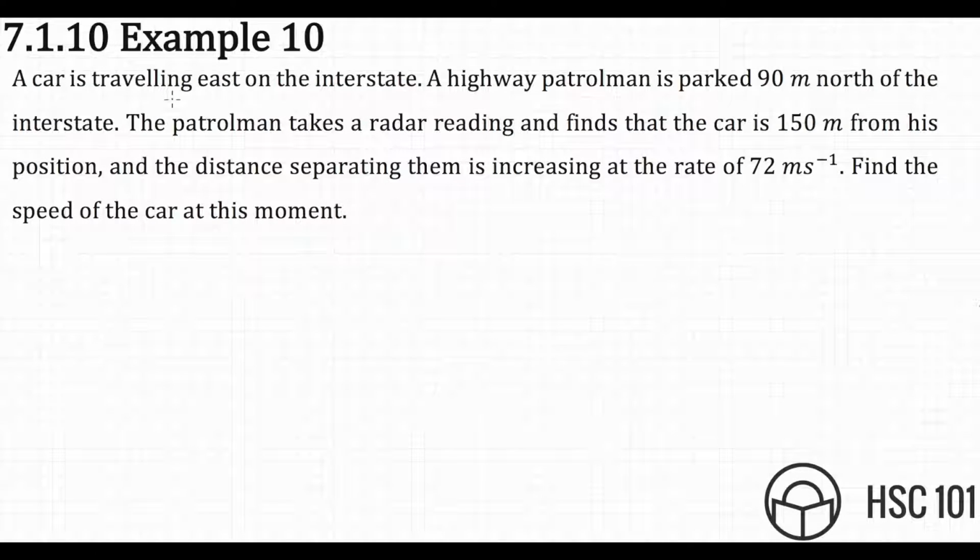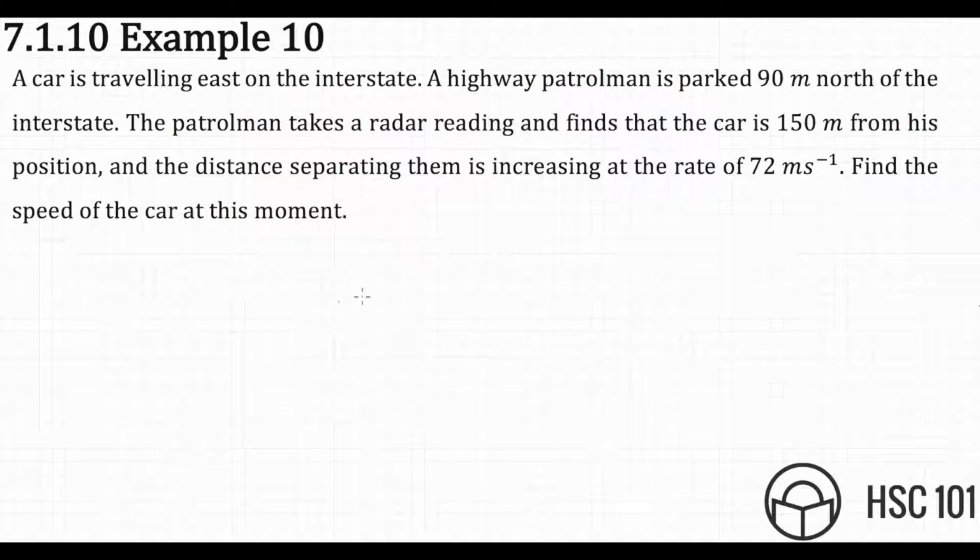Example 10. A car is traveling east on the interstate. A highway patrolman is parked 90 meters north of the interstate. The patrolman takes a radar reading and finds that there's a car 150 meters from his position, and the distance separating them is increasing at a rate of 72 meters per second. We want to find the speed of the car at this moment.